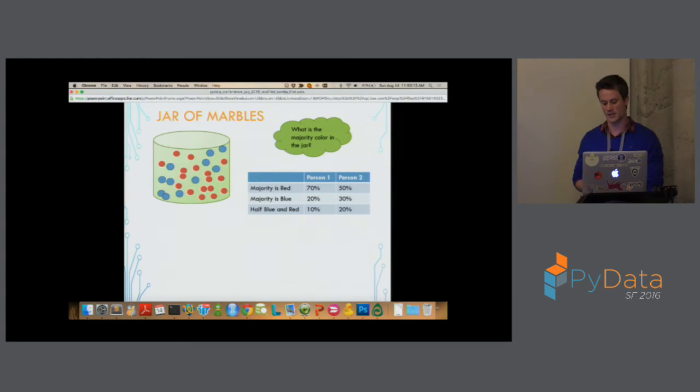Let's say the first person says the majority of colors in the jar is red, and they're able to quantify that at 70%. Maybe they think there's half-half, with a 10% degree of belief in that. And then they're willing to quantify that they're actually wrong, in this case, at 20%. And I go to person two. Person two is not quite so sure. They say 50%, a majority being red.